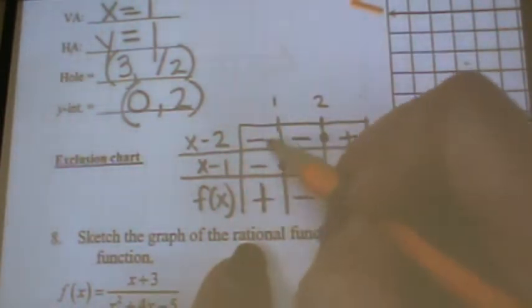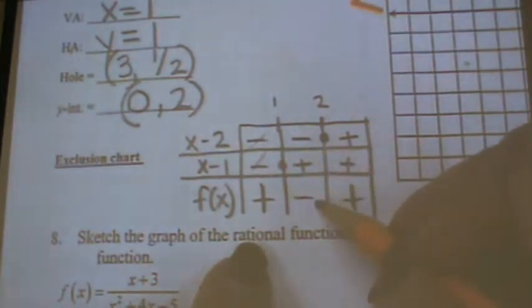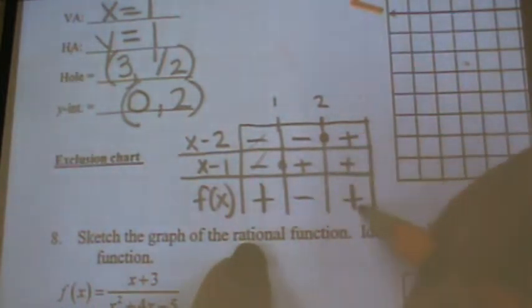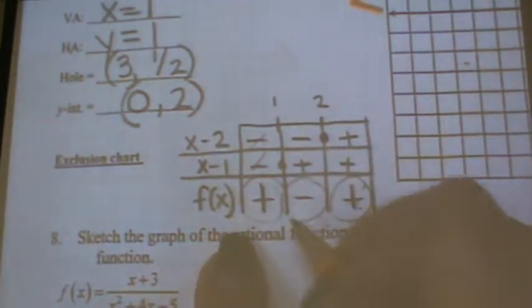Okay. And then you go down the column. 2 negatives is a positive, so they cancel each other out. 1 is negative, and there's no negatives here, so it's positive. So what does this plus, minus, plus mean? Plus means it's above the x-axis.